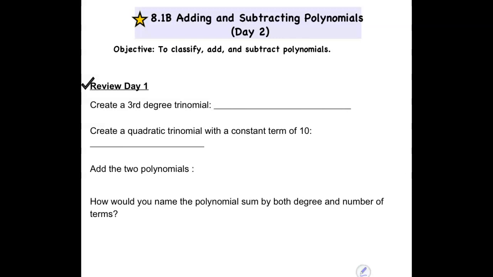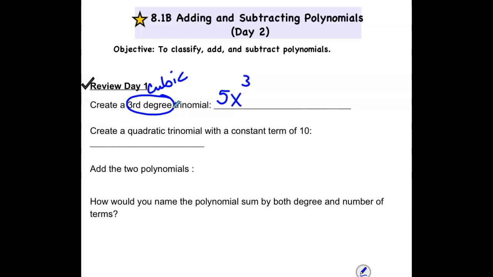Another way of saying that would be what? Instead of third degree, what could we call it? We could call it a cubic. Yep. So you're asked to create a cubic trinomial. That means one of your variables, that first chunk, has to have an x cubed in it. It can have a number in front, right? We could make it a 5, something like that.